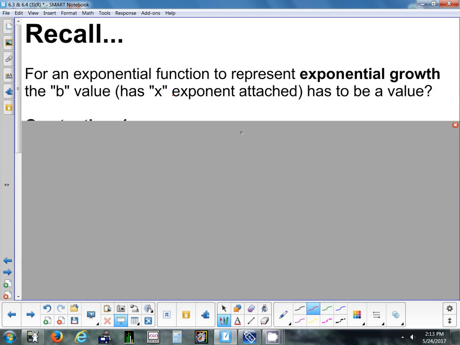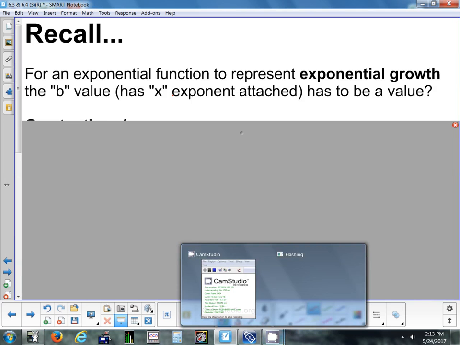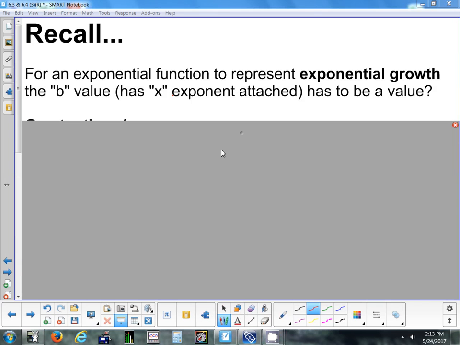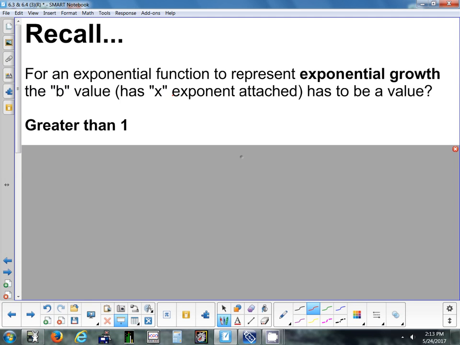For an exponential function to represent exponential growth, what is the B value, or the number that's attached to the little exponent? It has to be what kind of a value? If it's exponential growth, what's it going to be multiplied by each time? A positive number. Okay, what else? Whole number or a fraction? Whole number, right? So it's going to be greater than 1.